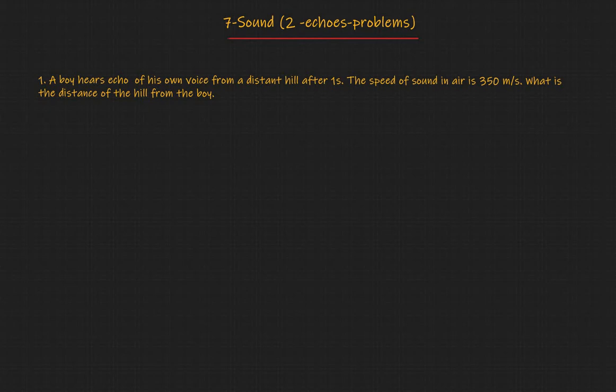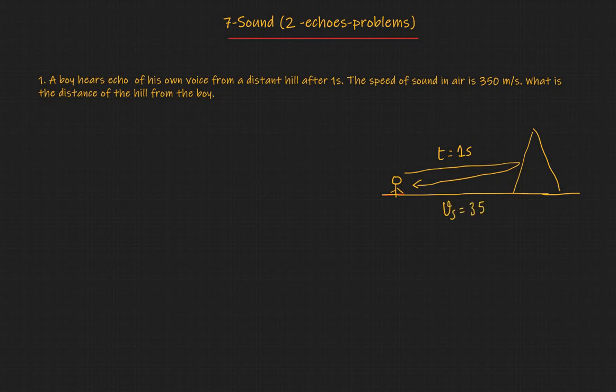So let's read this problem and try to visualize it. One of the most important things in solving a problem is to visualize the problem, so let's draw the diagram. Here is a distant hill, and here is a boy, and he hears an echo after 1 second. So t is 1 second. The speed of sound in air is 350 meters per second. The question is asking, what is the distance?